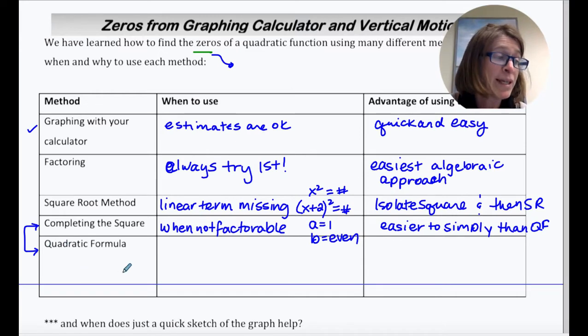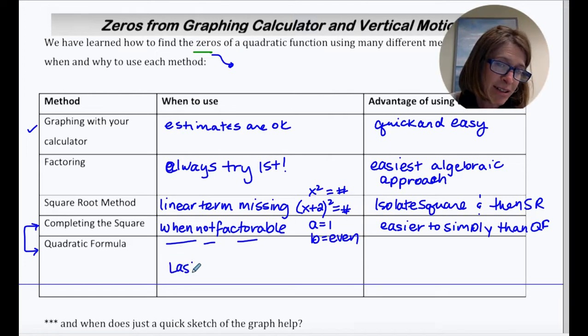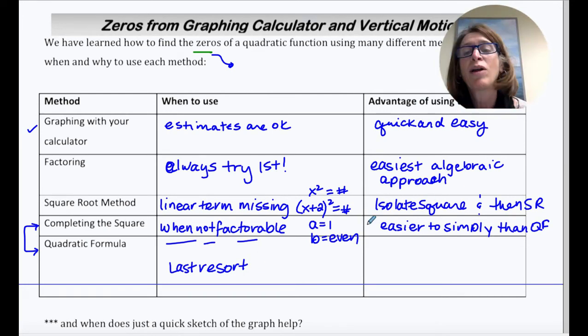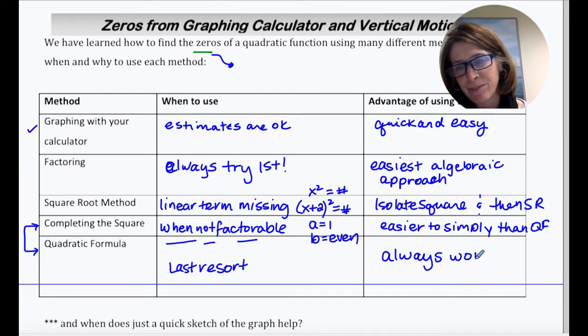Quadratic formula, for me, I use it when it's not factorable, and to me it's a last resort. Why? Because there's so much in the quadratic formula: you've got square roots, you've got squares, you've got negatives, you've got fractions, all these things that you can make a mistake with. What's an advantage? Well, it always works. So that is definitely it.